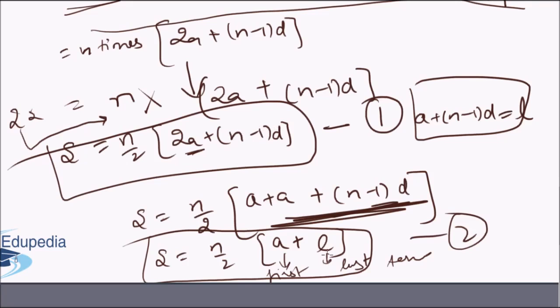If we are given the last term, the value of the last term, we can use this formula. But if we are given only the number of terms, the first term and the common difference, then we will be bound to use this formula. So friends, that's all on the derivation of the sum of given terms of an AP.